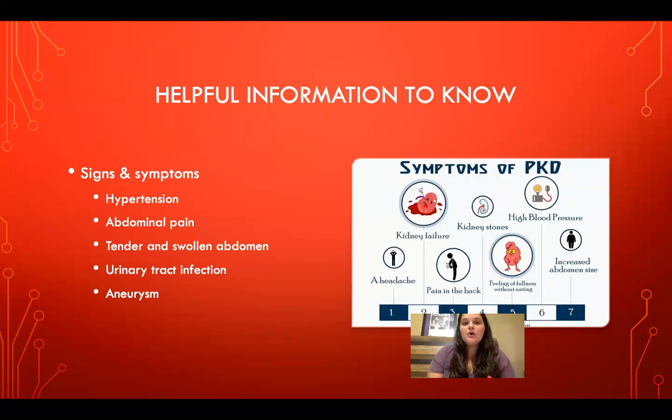You also want to know some helpful information about this disease. Signs and symptoms I find very helpful because you always want to be aware if you have the disease or if you see symptoms of the disease. First we're going to talk about hypertension, which is a main sign and symptom of polycystic kidney disease. It normally occurs in 70 to 80 percent of affected adults because of the renin-angiotensin-aldosterone system.